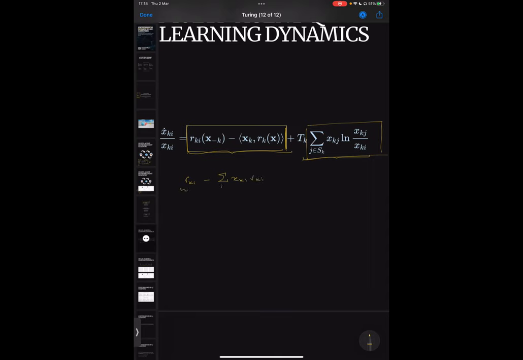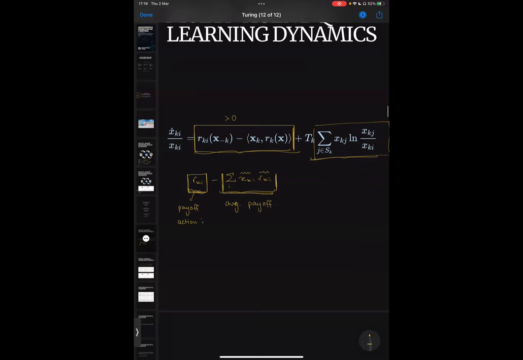Okay. So this first part is the payoff or the reward for playing action I. Right? And what we're doing is comparing it to the average payoff across all of my actions. So I'm multiplying the probability of playing some action with its reward, adding all of those up, so I'm getting the expectation. And what this is saying is that if the reward of playing action I is greater than my expected reward across my entire strategy space, then this part is positive.